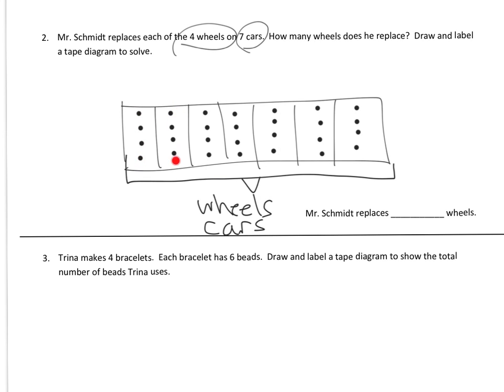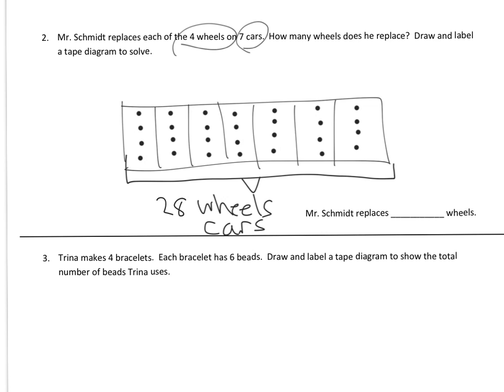4, 8. Counting by fours is kind of tricky. So if I need to, I can count by ones. 9, 10, 11, 12, 13, 14, 15, 16, 17, 18, 19, 20, 21, 22, 23, 24, 25, 26, 27, 28. 28 wheels. It also represents my number of cars.